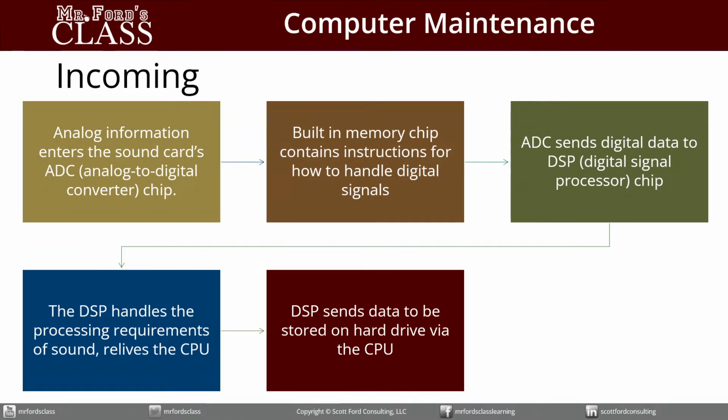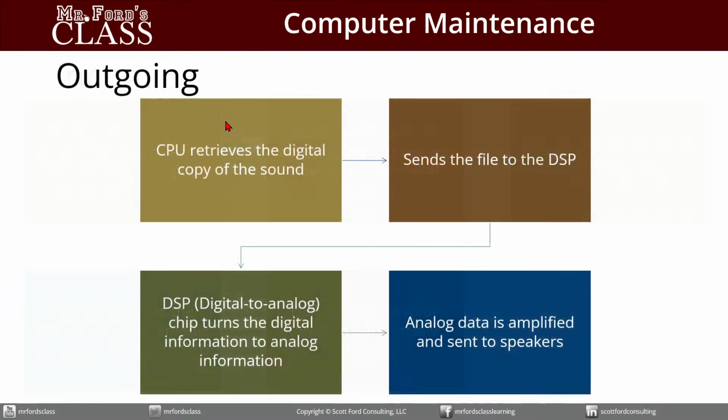The DSP handles the processing requirements of sound, relieves the CPU, and the DSP sends data to the storage so your hard drive can handle it. To get it out of the computer, the CPU retrieves a digital copy of the sound and sends the file to the DSP. The DSP does the digital to analog conversion, which is what you would expect, and it goes to your speakers, which then move the air, which creates the sound waves.